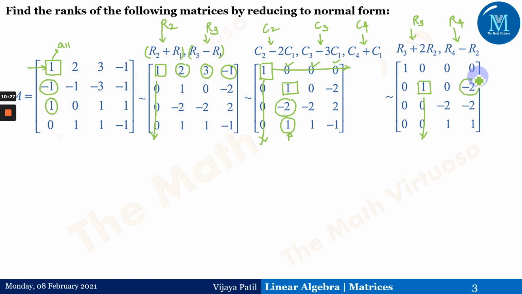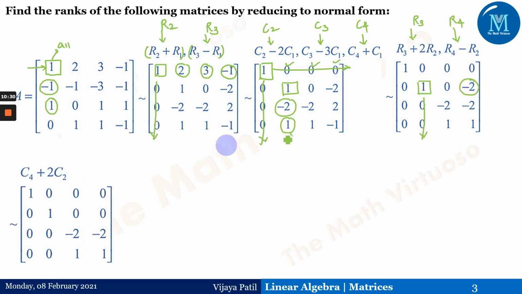Now the next task is to make this -2 as 0. That can be done. This is the element on the fourth row and we have to take the help of the element which is placed in the C2 column, right? So C4 plus 2 times C2. Now C4 plus 2 times C2 would give us this -2 plus 2 as 0. So we have got it as 0 here.